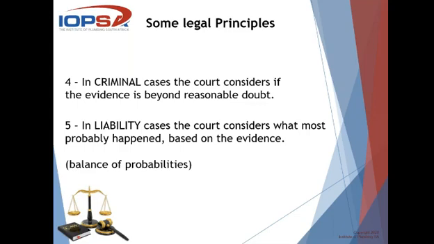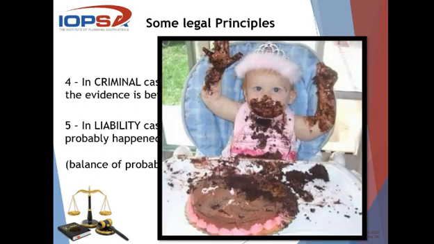The other principle, and this is typically liability cases, that is what they call balance of probabilities, which means what most likely happened. And I mean, it's a bit more difficult to defend, but it goes both ways. So just look at this. If you walk into a scenario like this, you find this vision in front of you. Do you have evidence that kid attacked the cake? No, you haven't seen him attack the cake.